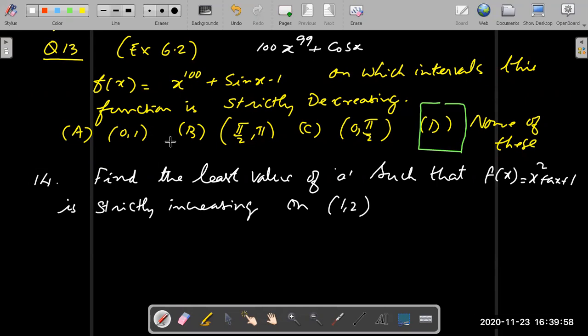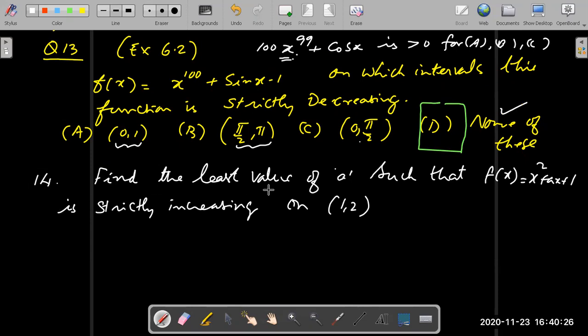Now we can check any value you give between 0 and 1. This is positive. For this also, this is positive. So for this also, this is positive. Therefore, this entire thing is greater than 0 for A, B, and C intervals. Therefore, D is the correct answer.